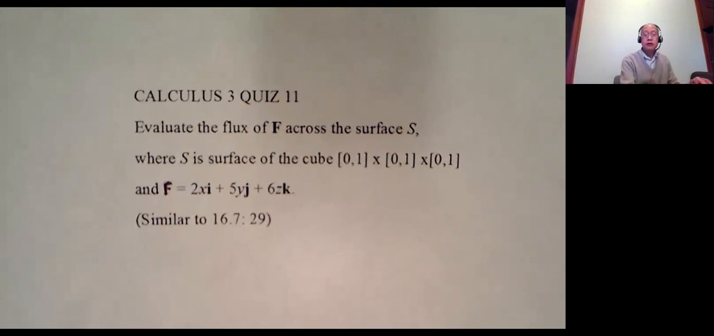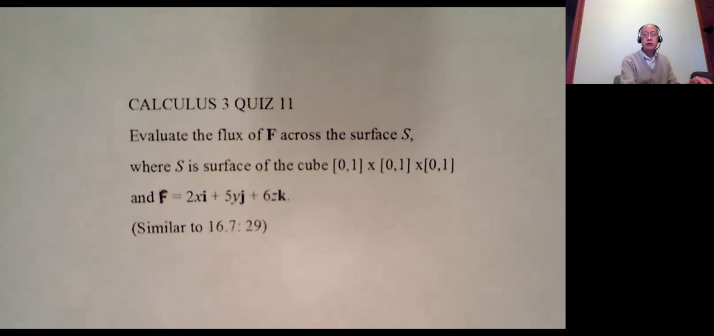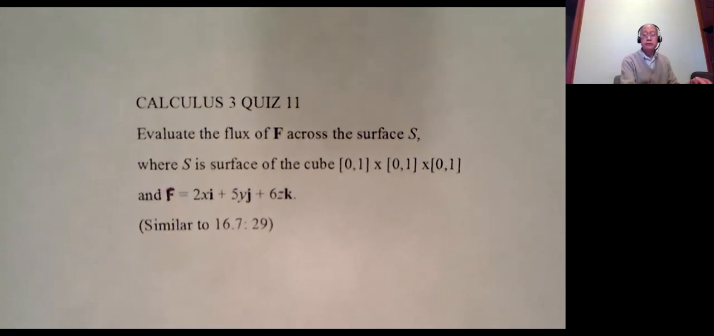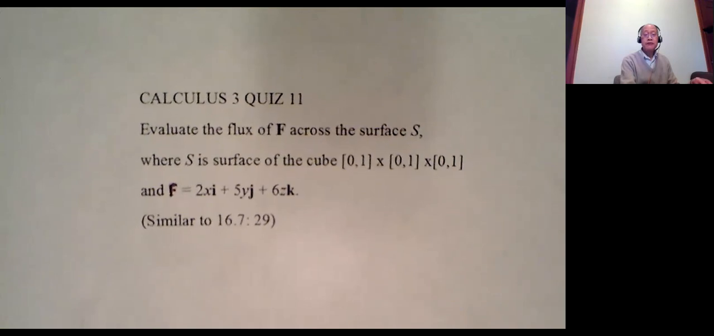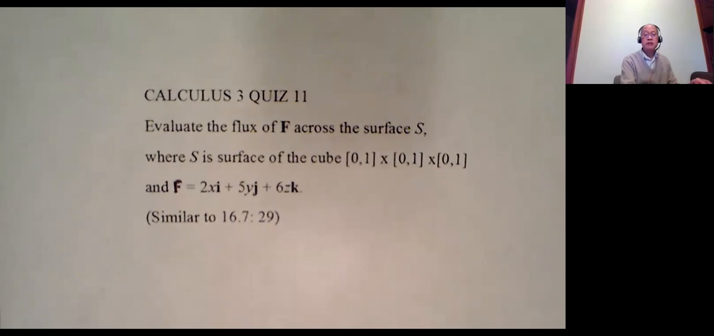Evaluate the flux of F across the surface S. So your 6 surfaces are x equals 0, x equals 1, y equals 0, y equals 1, z equals 0, z equals 1. Capital F is 2x i plus 5y j plus 6z k. And it's very similar to 16.7.29. I'll assume everybody has it now, so go ahead and get started. I'll set up your breakout rooms. Stop the share and get set up here.